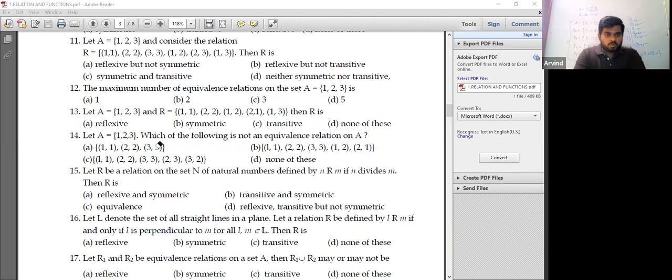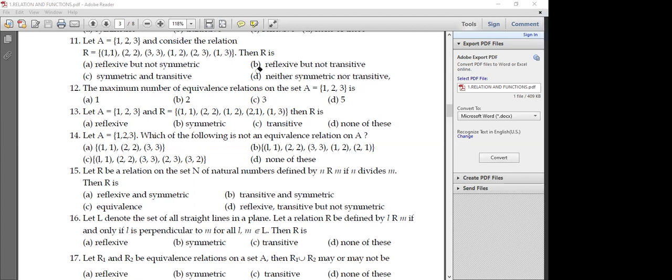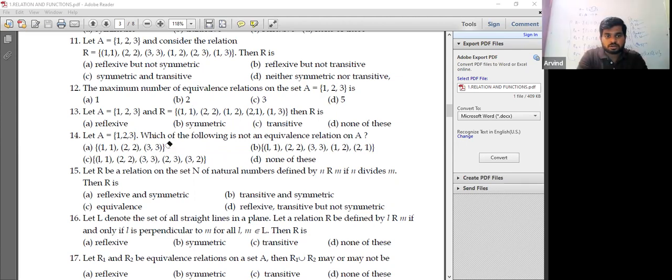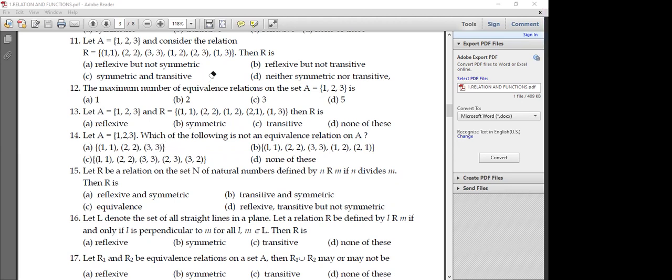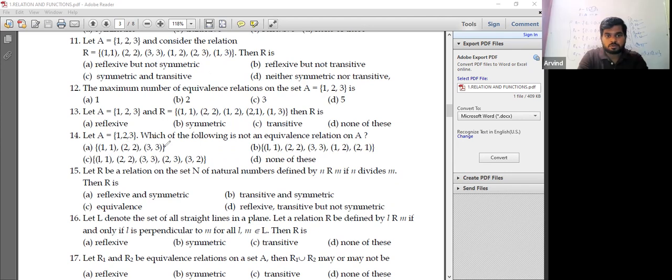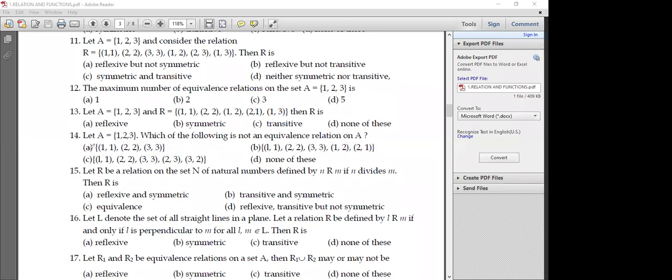Okay, let A be {1, 2, 3}. Which of the following is not an equivalence relation? First option A, what relation do we call it? Reflexive. If there are only reflexive elements, what do we call it? Trivial equivalence. (1,1), (2,2), (3,3). If it is only this, we call it a trivial equivalence relation. So this is an equivalence, so let's take it out.